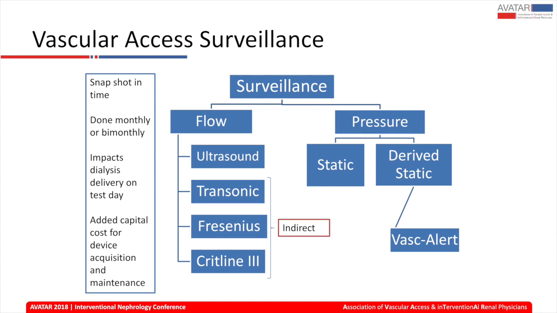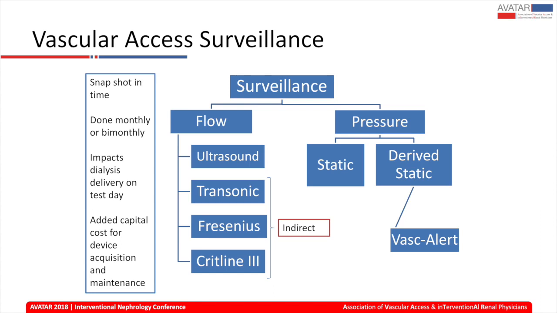The problem with flow-based has been that it is not a continuous measurement; it is an intermittent measurement done at least monthly, sometimes bi-monthly, and sometimes once in 3 months. So for 90 days, you have no idea what is going on, and if you're not paying attention to the monitoring process, then you're losing some golden time for intervention. It also impacts the delivery of dialysis because it takes away a few minutes from the session, and any kind of volume measurement involves some capital investment and human resources.